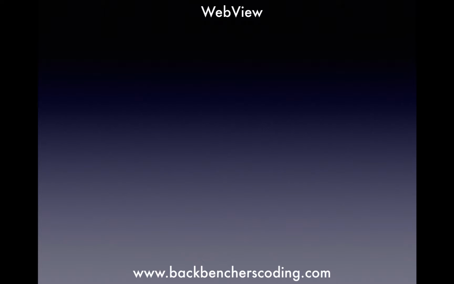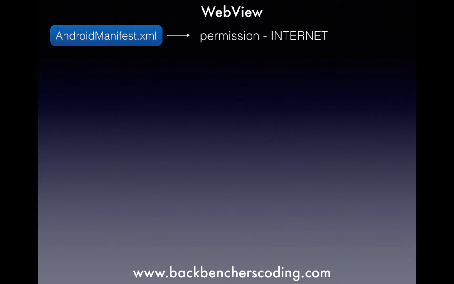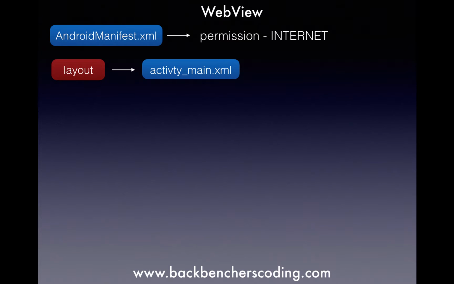So we are going to follow three basic steps to build this application. The first step would be, in AndroidManifest.xml, we are going to add internet permissions. Our second step would be, in the layout folder, we are going to create a layout resource file called activity_main.xml and set its root element to WebView.